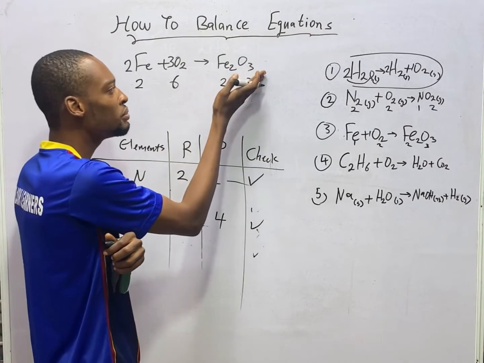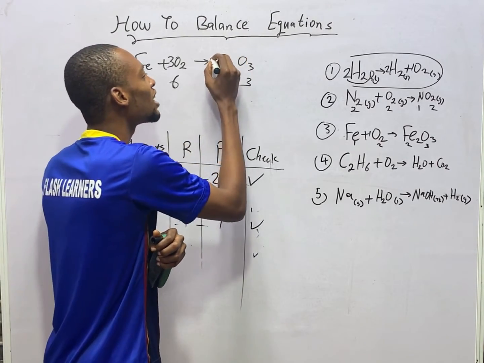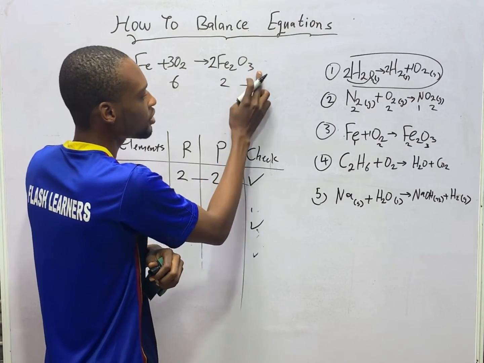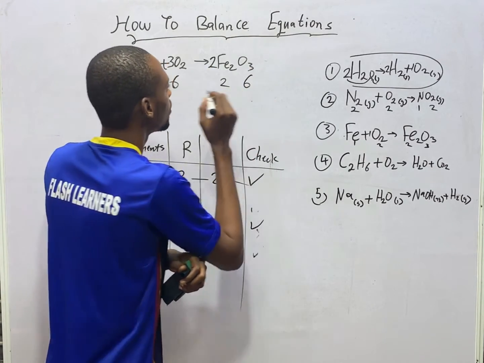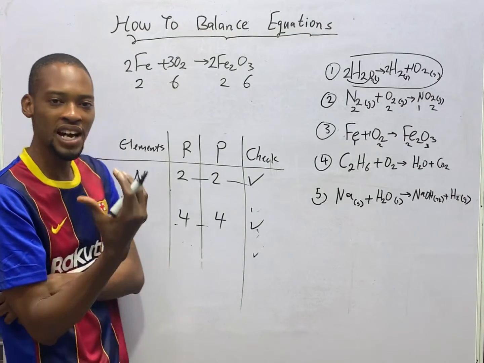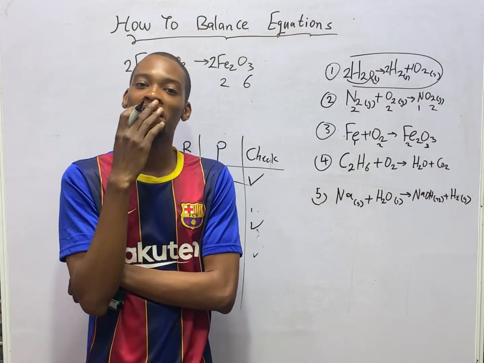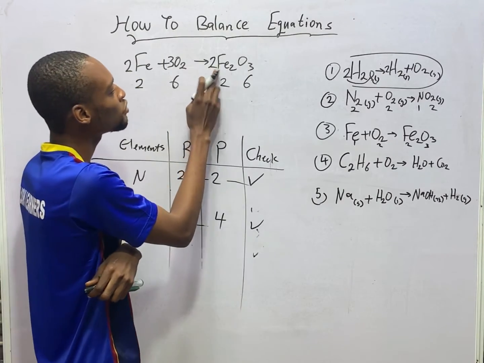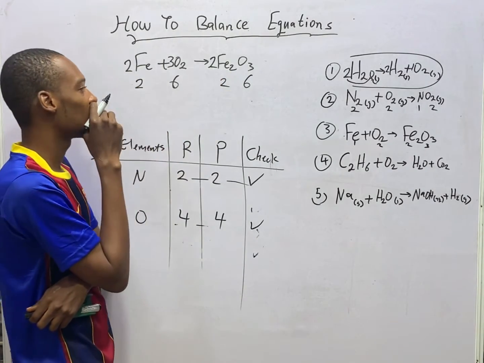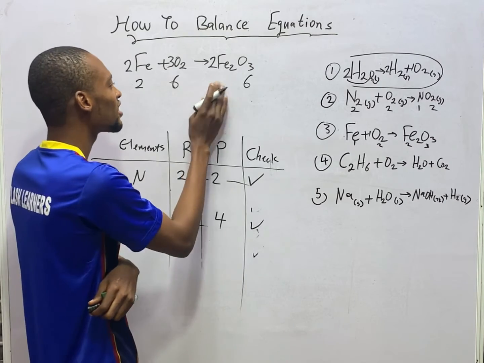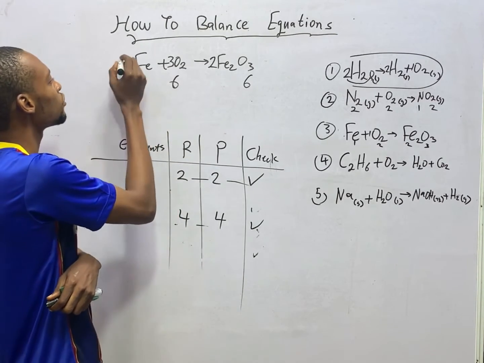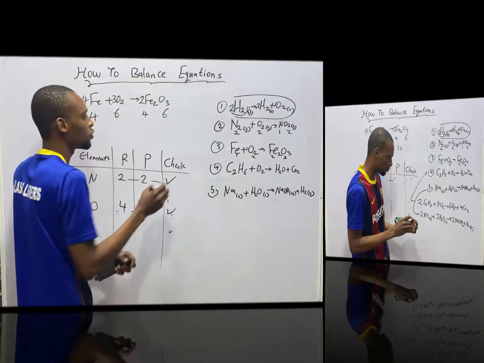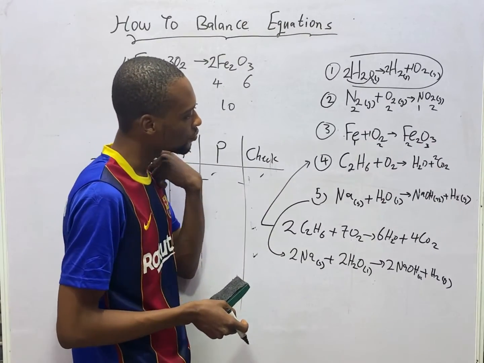And how do we easily make oxygen 6 here? We simply add 2 here to give us 2 times 3, 6. Now, oxygen is balanced, right? But iron is no longer balanced because here we have 2 and here we have 2 times 2, 4. Therefore, let's increase iron. If we change here to 4, here becomes 4 and here becomes 4.